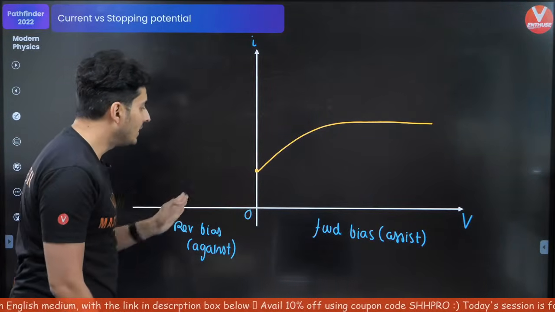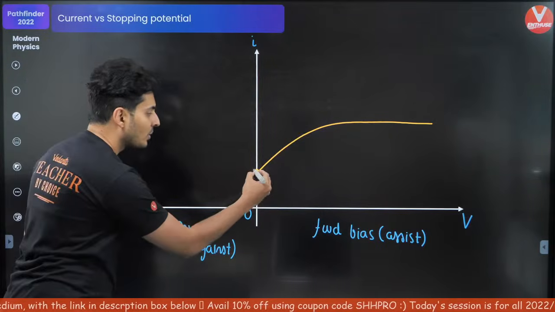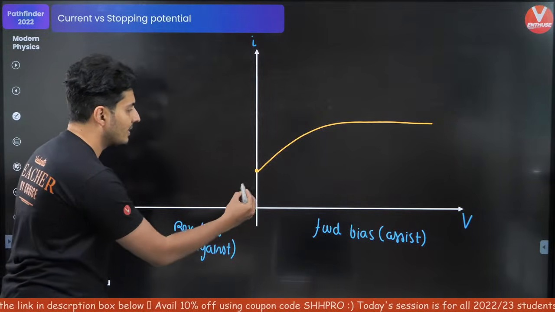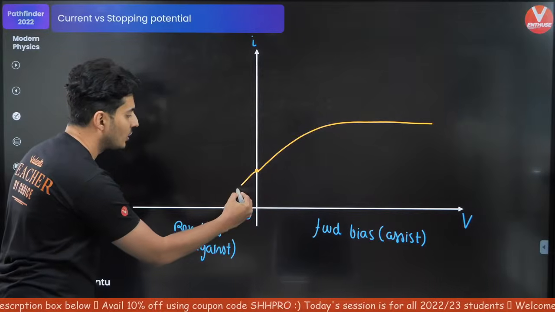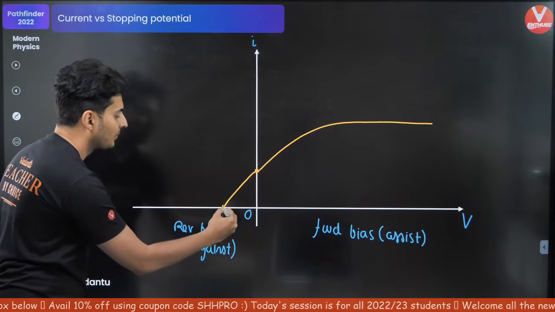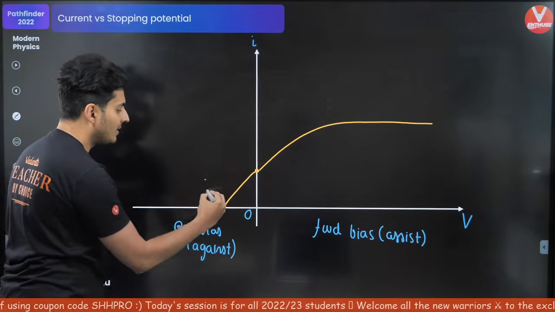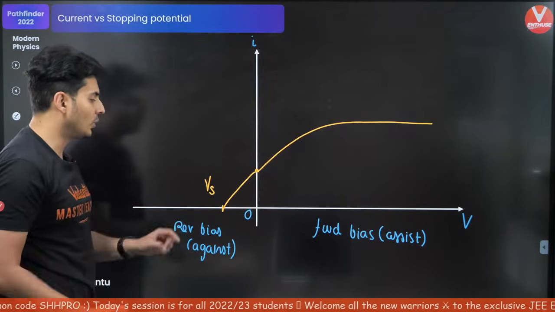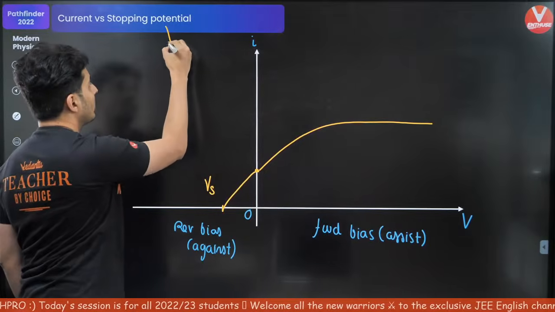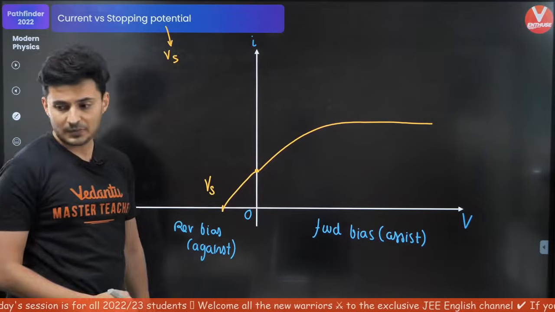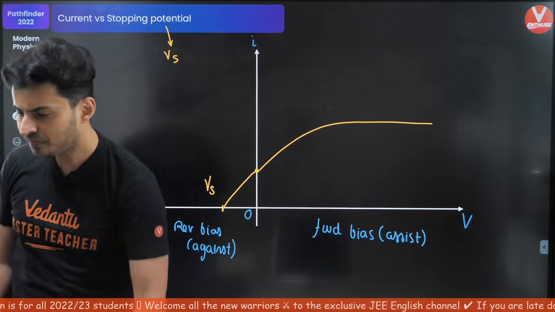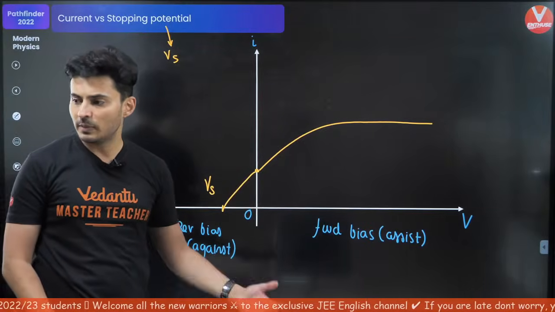Okay, and on the other side, on the reverse bias, you will see when you increase the reverse bias voltage, the current will drop down and eventually stop. Over here, there is no current after this reverse bias voltage, and this is basically your stopping potential, Vs. Stopping potential has a symbol of Vs. Is this graph understood, my warriors?